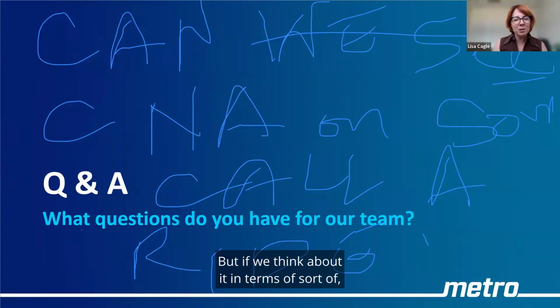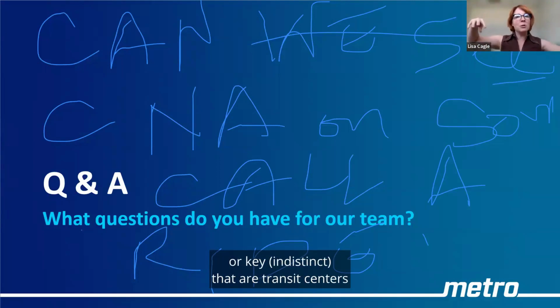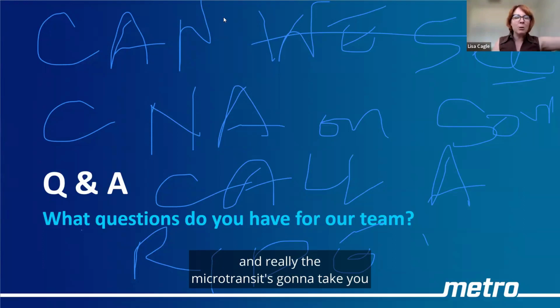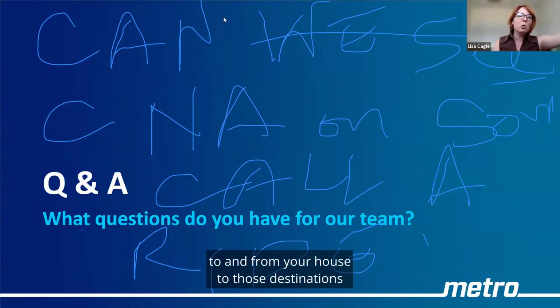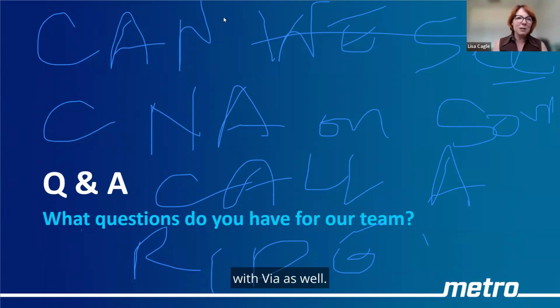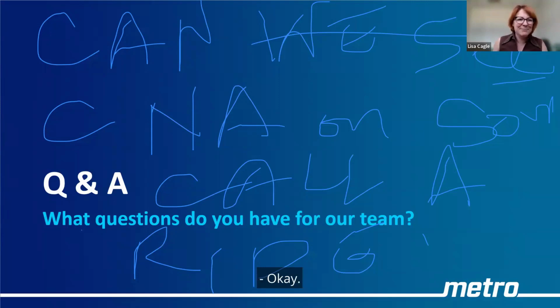But if we think about it in terms of, hey, we're going to have main transfer points or key nodes that are transit centers that connect to multiple transit lines. And really the microtransit is going to take you to and from your house to those destinations and try to get people together to the main transit. That's what we're going to be testing out soon with VIA as well. And that's probably more like 5 miles than it is like 1 mile. So, okay.